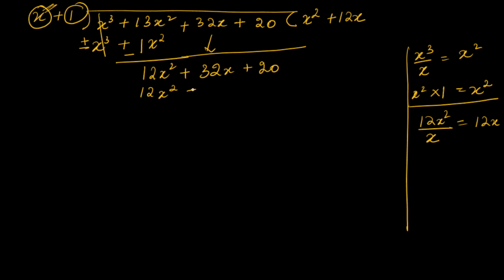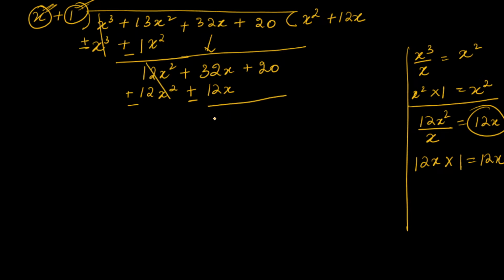And under the like term also, you have to write. With this 12x, you have to multiply the second term of the divisor, which is 1. And this is also equal to 12x. So you can write it under the like term. Like term is 32x. Now change the sign. So plus will be changed to minus. Plus will be changed to minus. Then 32 minus 12 is 20. So this 20 also we will bring down.